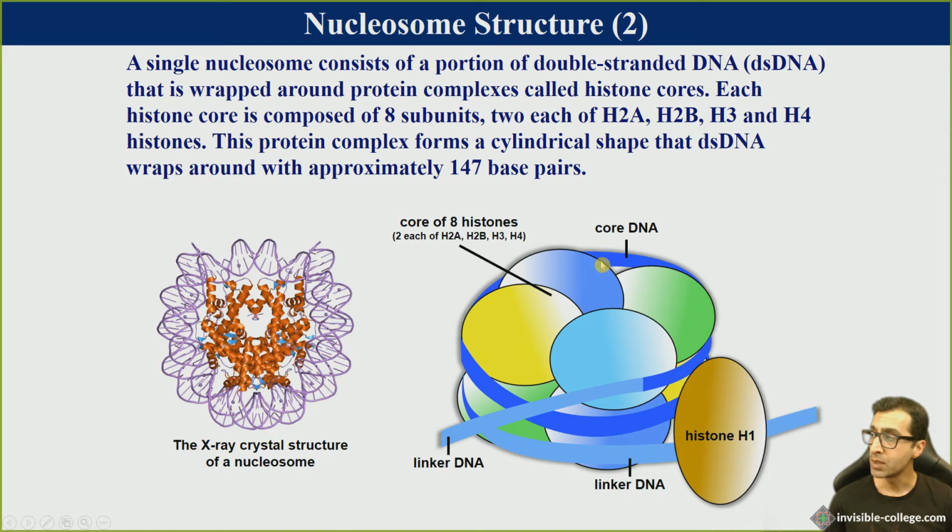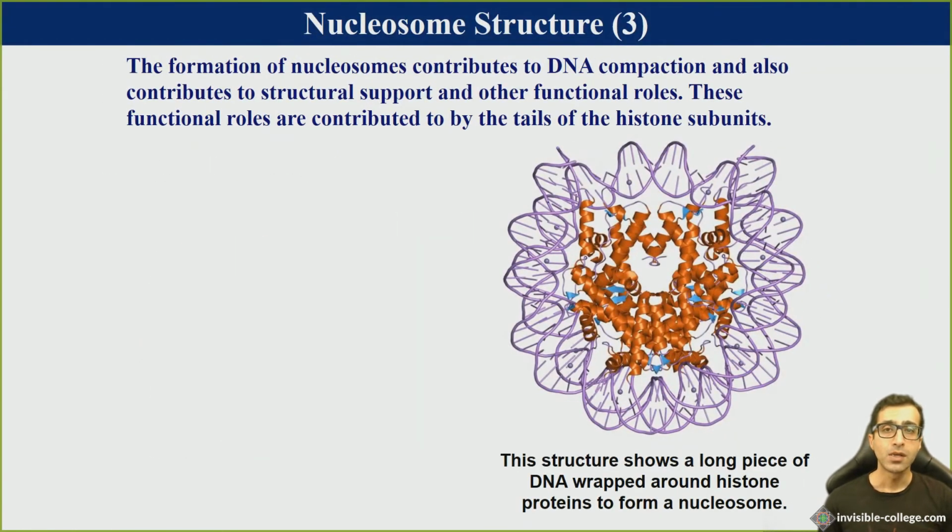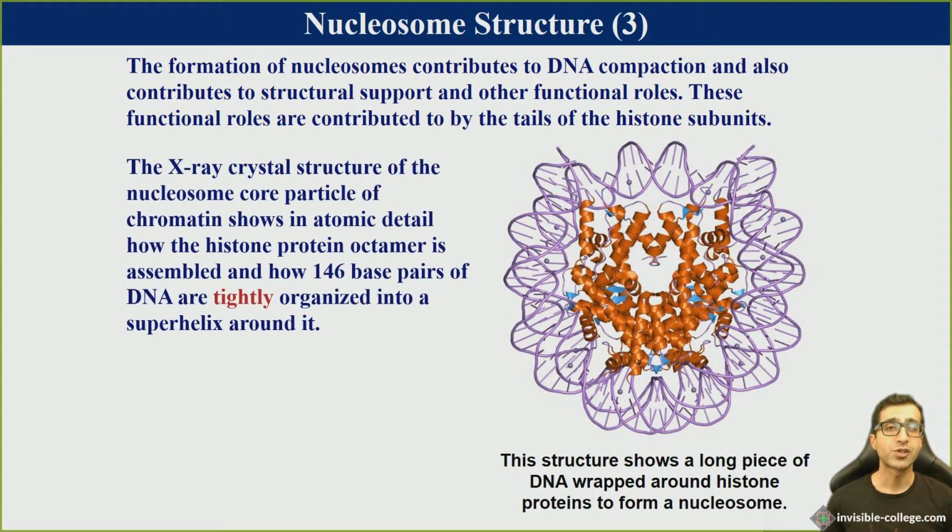So here we can see the kind of diagrammatic representation of a nucleosome, but this is a computer-generated model of the structure of a nucleosome, which was generated from data from X-ray crystallography studies. So, the X-ray crystal structure of a nucleosome core particle of chromatin shows in atomic detail how the histone protein octamer is assembled and how the 146 base pairs of DNA are tightly organized into a superhelix around this.